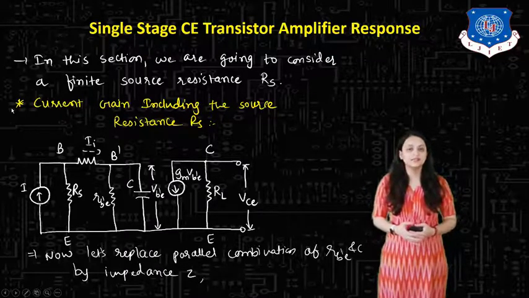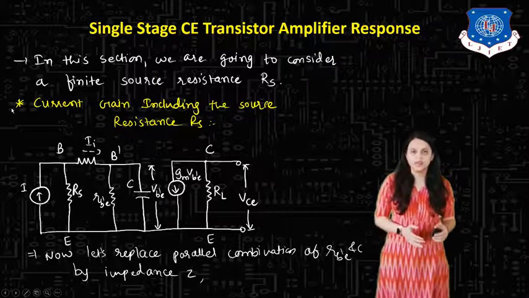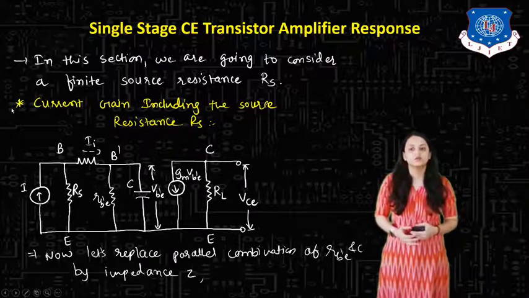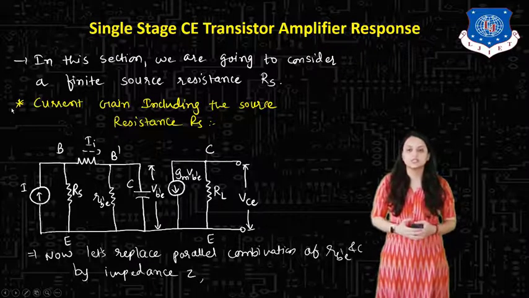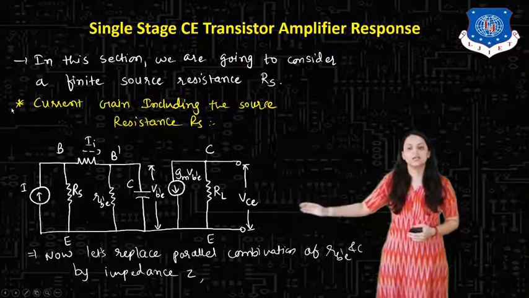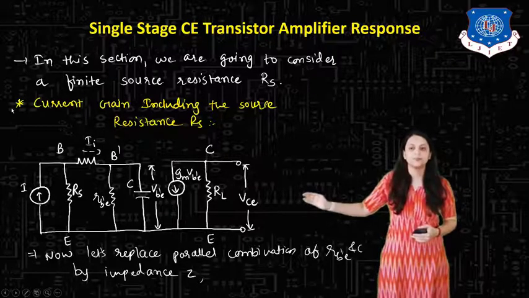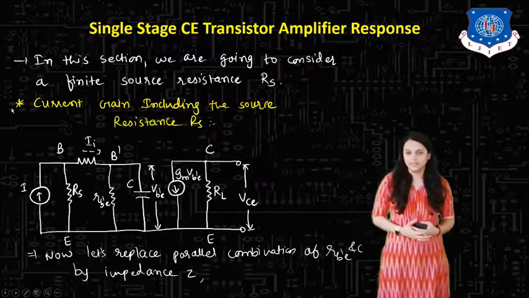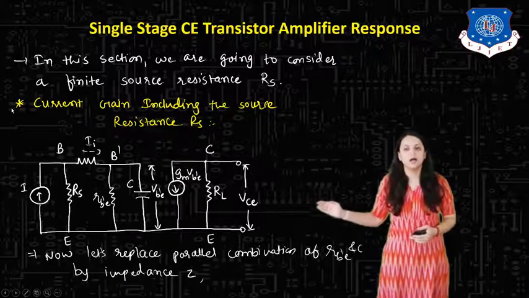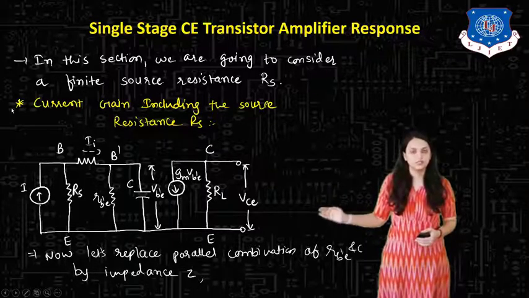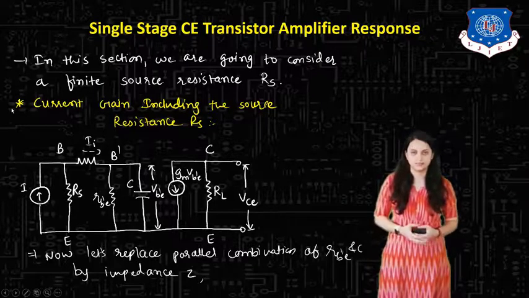In this section, we are going to consider a finite source resistance RS. So let us consider the first one, that is current gain including the source resistance RS. Consider this diagram where at the input side we have considered the source resistance RS and the input current I. You can see that in this circuit diagram, RS resistance is there, input resistance RBB dash is there, RB dash resistance is there, and output load resistance RL is there.